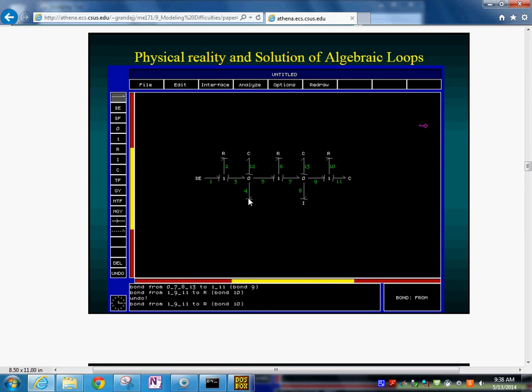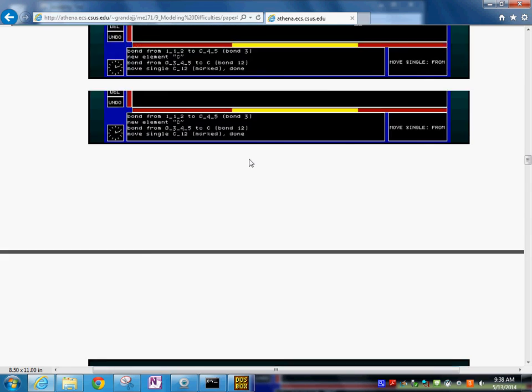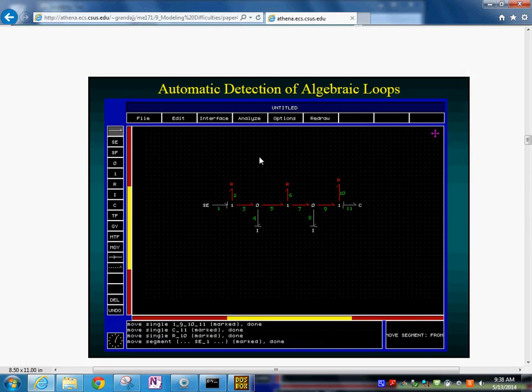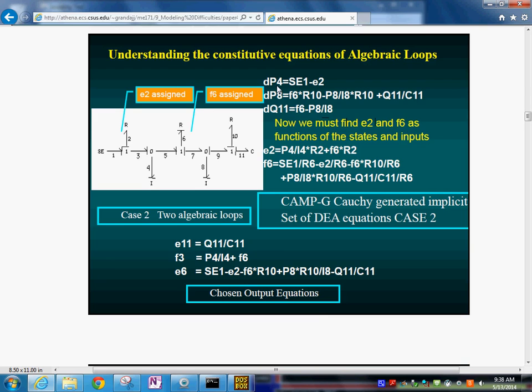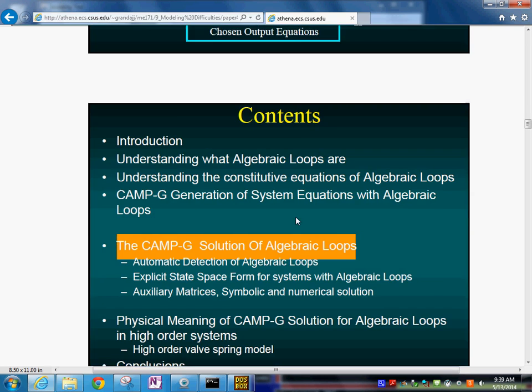Okay, so the answer to this dilemma is, once you have the Cauchy forms mathematically and you realize you have these variables that you cannot get rid of, you have to define those in terms of the state variables and the inputs. And instead of solving these three equations, you have to resolve these five. That's how you solve it.